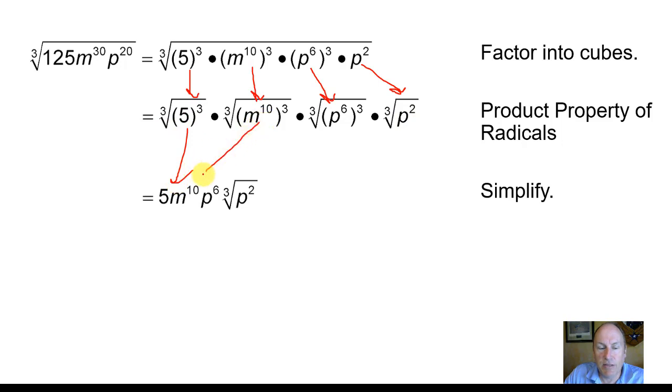The cube root of m to the 10th to the third is just m to the 10th. The cube root of p to the 6th to the third is p to the 6th. And then we're left over with this last term, the cube root of p squared. And that is in simplest form.